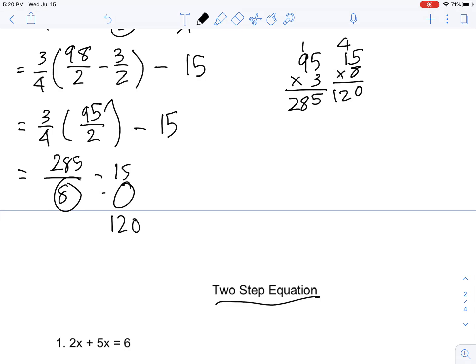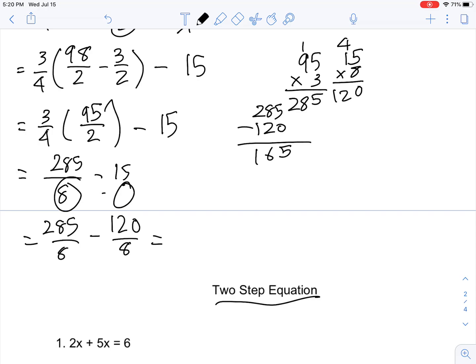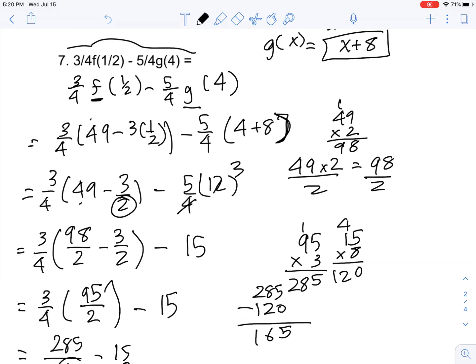So 120 over 8 minus 285 divided by 8. So what does that equal? 285 minus 120 is 165. 165 divided by 8. And that will be your answer for this equation.